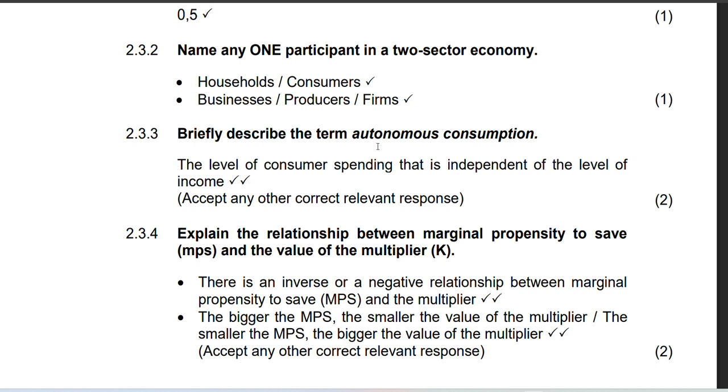2.3.3, briefly describe the term autonomous consumption. So you need to understand what autonomous consumption is. Basically, autonomous consumption is the consumption that everyone needs regardless of how much they're earning. So it's a level of consumer spending that is independent of the level of income. An example would be things like your shelter, your food, your electricity, your water. Those are autonomous products. Households still need to consume those particular services, independent of their income.